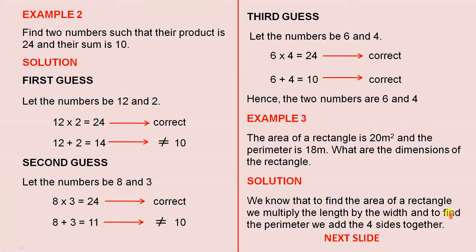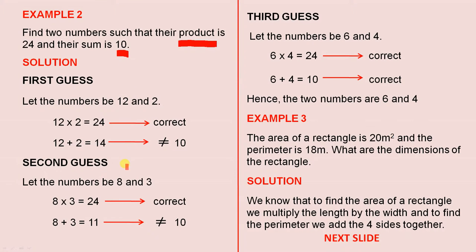Example 2. Find two numbers such that their product is 24 and their sum is 10. Now, you would know by now that product means multiplication. So here's our solution. For our first guess, let the numbers be 12 and 2. Because the product's 24, so we know 12 2s are 24, that's correct. However, 12 plus 2 is 14, that does not equal 10. See, because we were given that their sum was 10, so that's not correct.